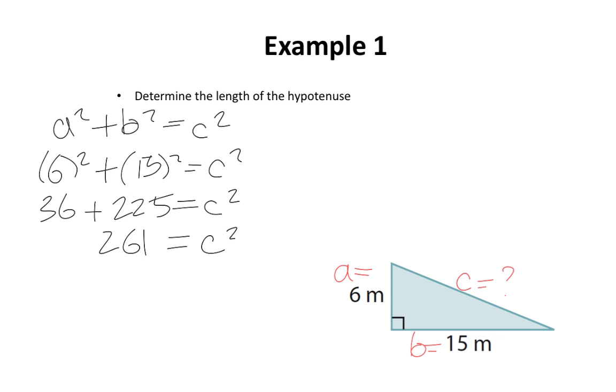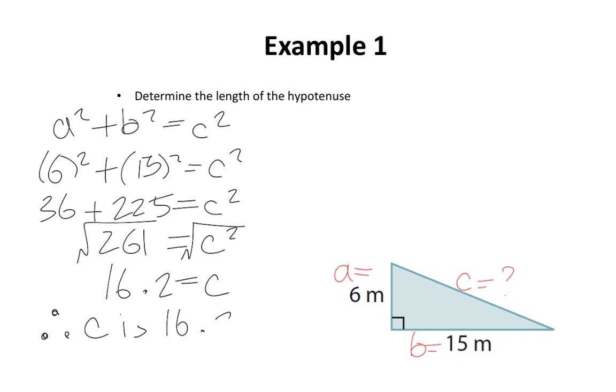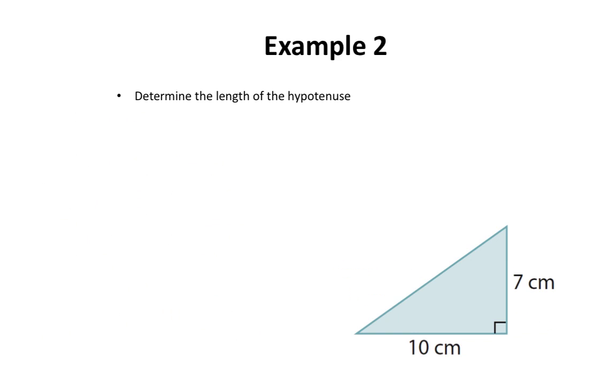But we want to figure out what c is equal to. Therefore, I'm going to have to get rid of this square. To do that, I'm going to square root both sides, and you're going to need a calculator to do that. The square root of 261, when rounded, is about 16.2. Therefore, the hypotenuse is actually 16.2 meters. So let's write a concluding statement. Therefore, C is 16.2 meters.